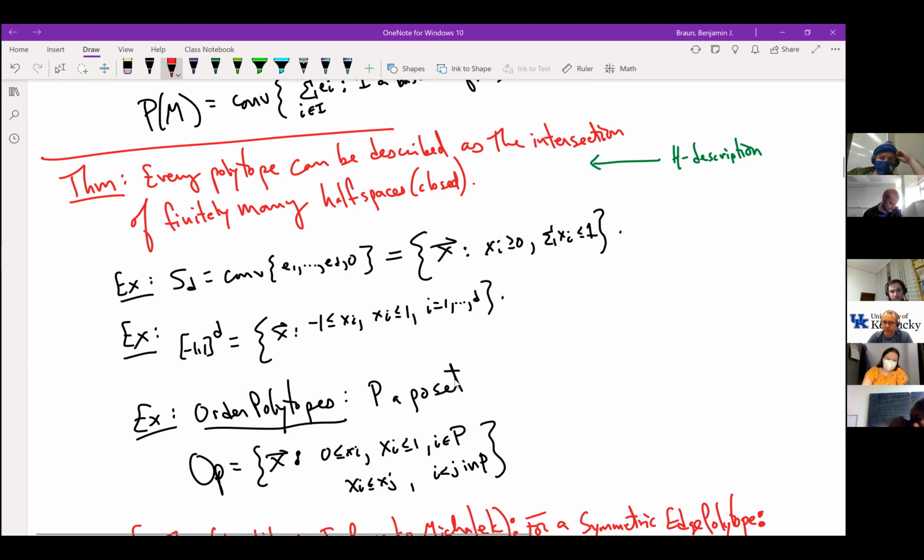And for order polytopes, for a poset, how do you define this? Well, you take all the vectors x where each coordinate is greater than or equal to 0 and each coordinate is less than or equal to 1. So that's size of P many inequalities for the 0, size of P many inequalities for the 1. And then you throw in some more inequalities: x_i less than or equal to x_j whenever i is less than j in your poset, or less than or equal to j, I should say.